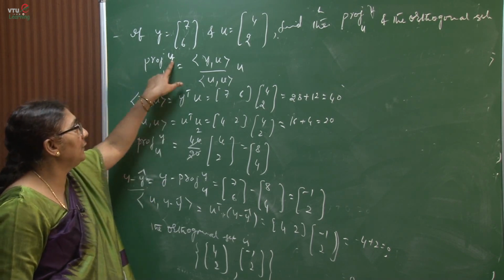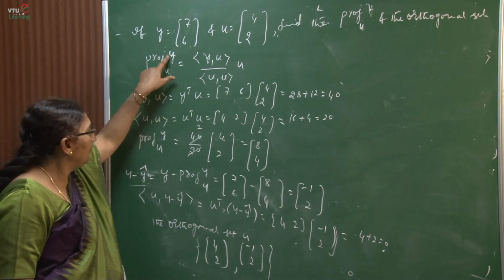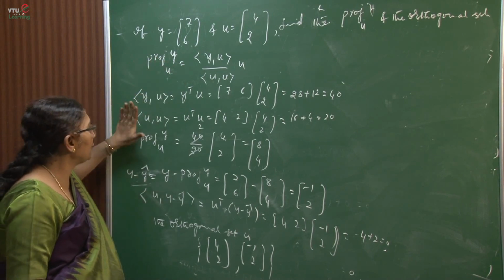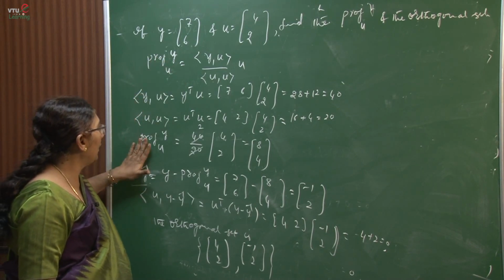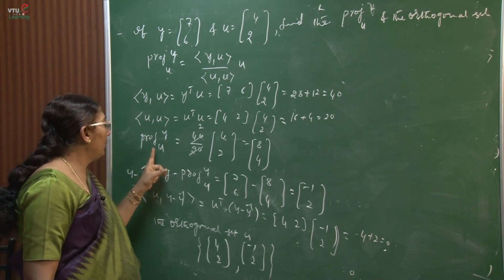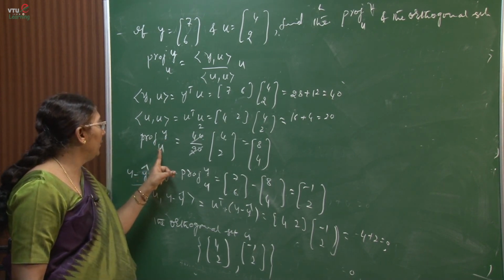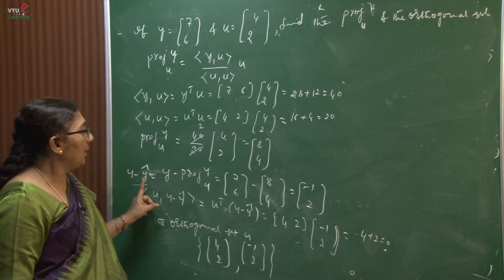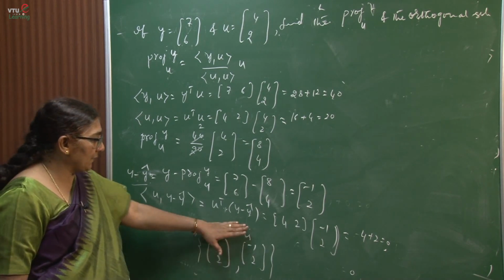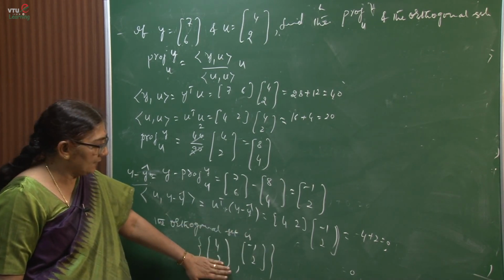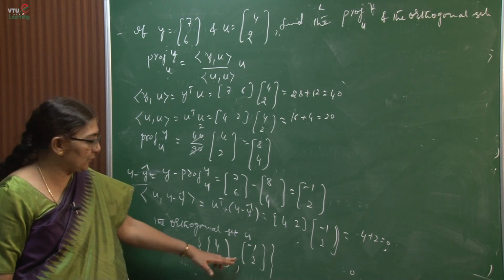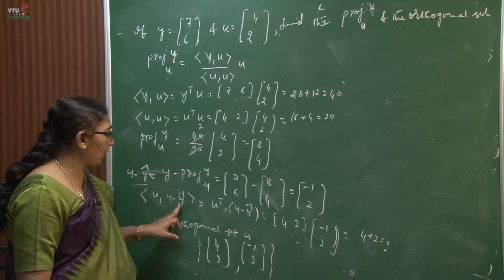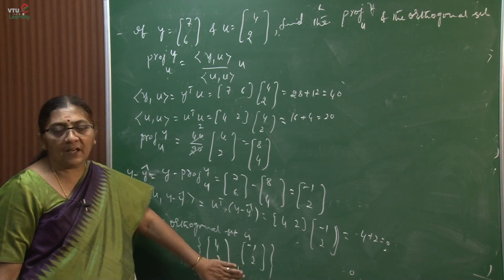Don't confuse this with the earlier definition of v with respect to u; here, instead of v you have y. Therefore, to find the orthogonal set, first you find the projection value, then find the component of y orthogonal to u, meaning y minus y cap. Verify that the inner product value is 0; therefore this is an orthogonal set. You know the meaning of an orthogonal set: suppose you have two vectors, their inner product value must be 0. These two have inner product 0, therefore this set is an orthogonal set.